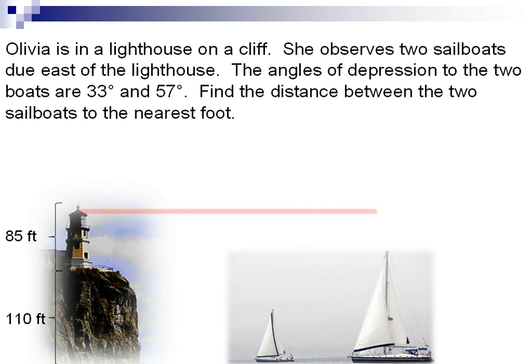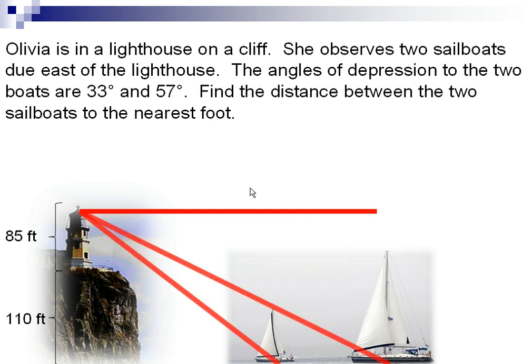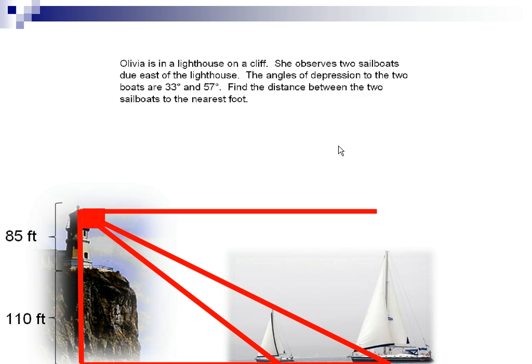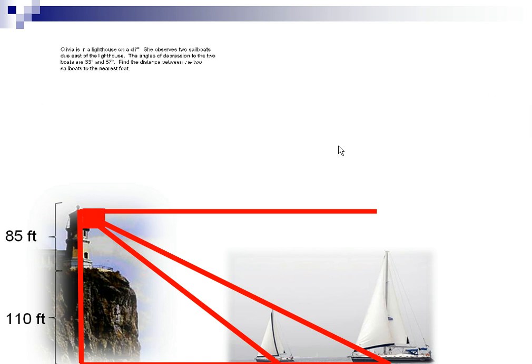And it is determined that at the top of the lighthouse, the angles from each boat are 57 and 33 degrees respectively. So what we would have to do is find the angle of depression for both of those, which are given, and then use trigonometry to find how far each boat is from the lighthouse, and then at the end we would just subtract those two distances to find out how far the boats are from each other, as the question asks.